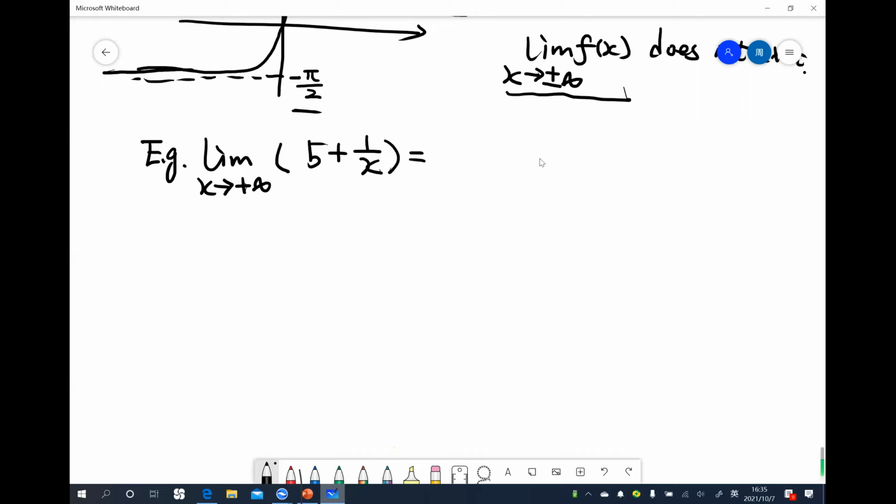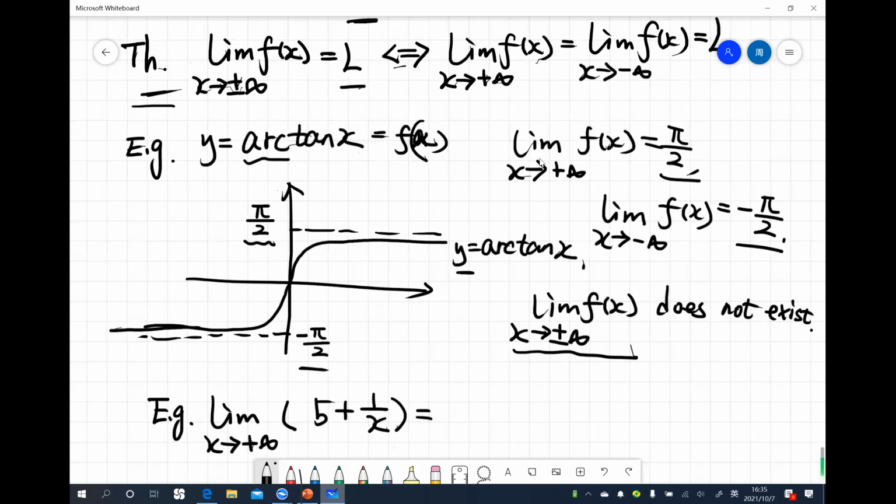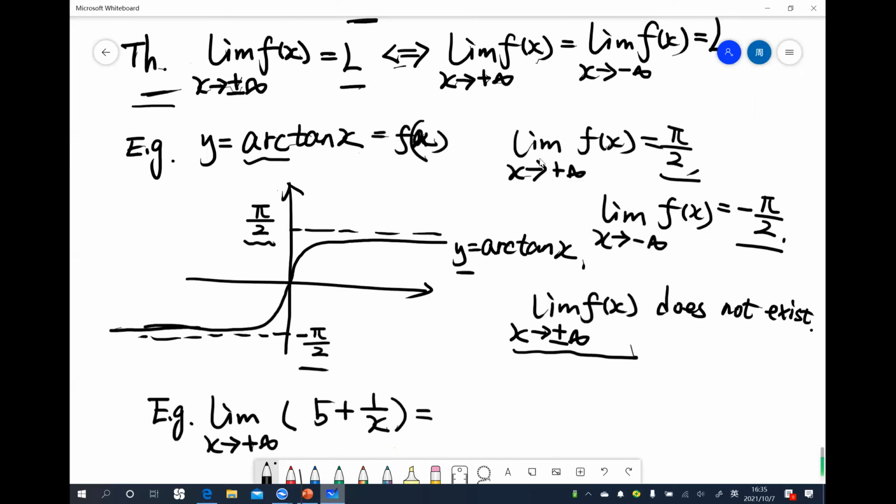Lashi, can you repeat the previous? Do you remember this one? The limit of 1 by x? Yeah. Yes.